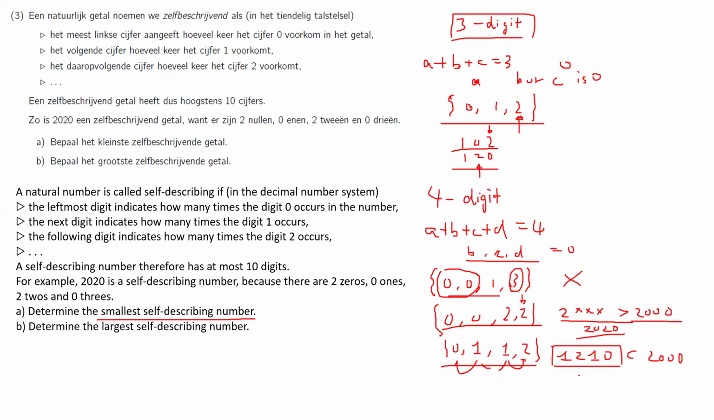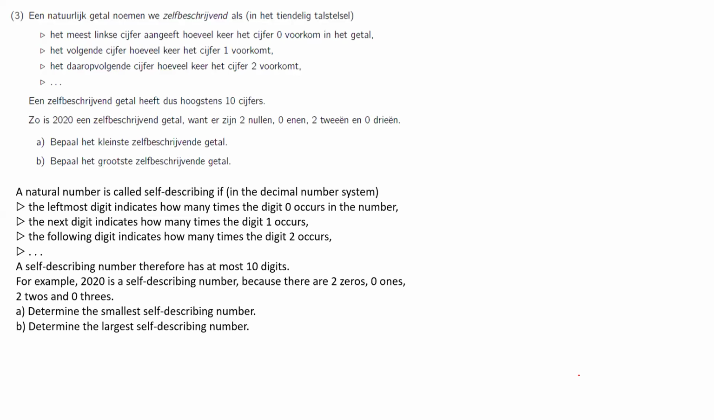Okay. Now think about the largest one. We know for the decimal number system, we have at the most 10 digits available. So per the definition of the self-describing number, it has at the most 10 digits. So we are aiming to find the largest one among the 10-digit numbers, okay?